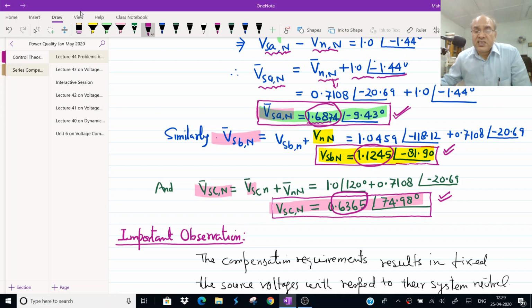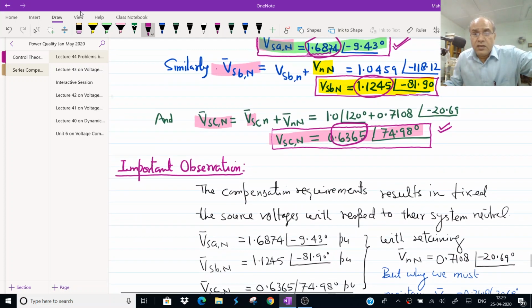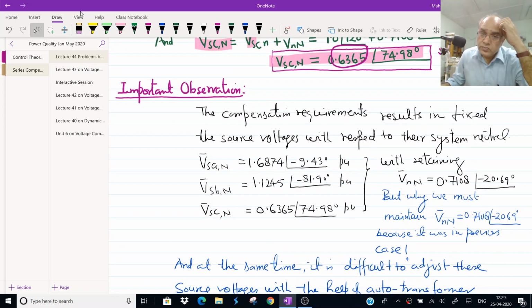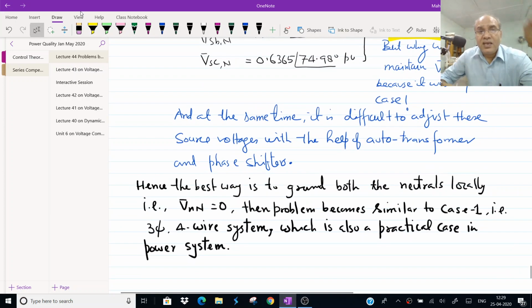Therefore, what is the suggestion? That we need to ground both these sides. What I'm saying, in the new scheme, in spite of taking the same neutral voltage like 0.7108 angle of minus 20.69, this need not be fixed, which has come from the previous unbalanced system. Rather, we will say that let us make it equal to 0.